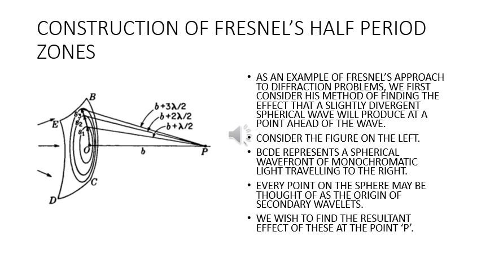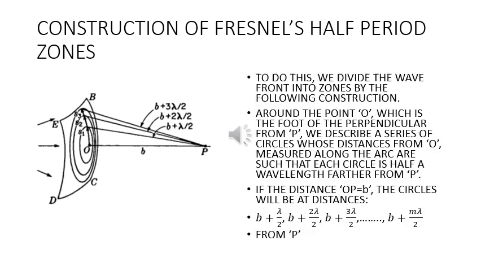Let us find the effect that a slightly divergent spherical wave will produce at a point ahead of the wave. Consider the figure on the left. B, C, D and E represent a spherical wavefront of monochromatic light traveling to the right. Every point on the sphere may be thought of as the origin of secondary wavelets. We wish to find the resultant effect of these at the point P.